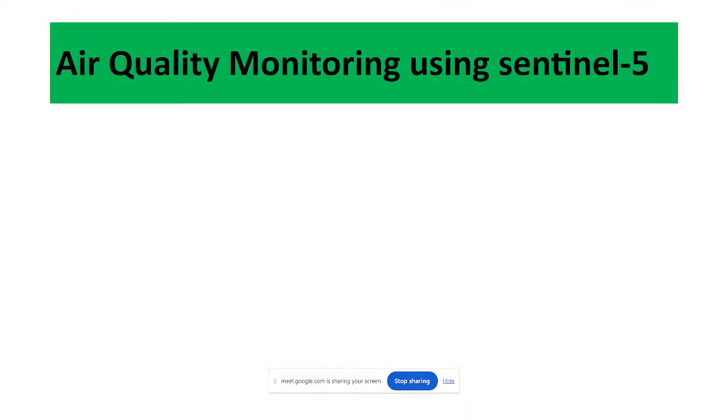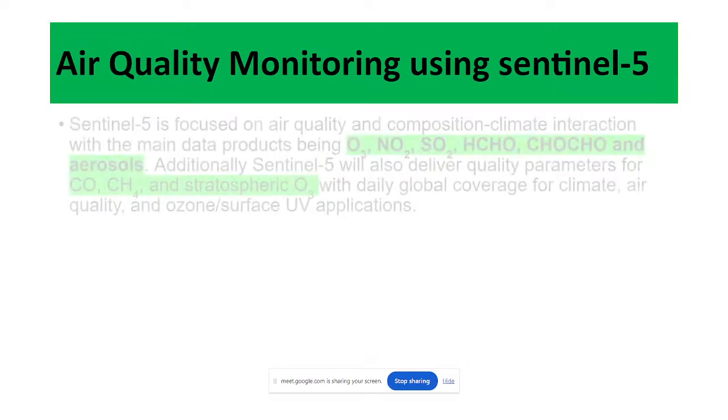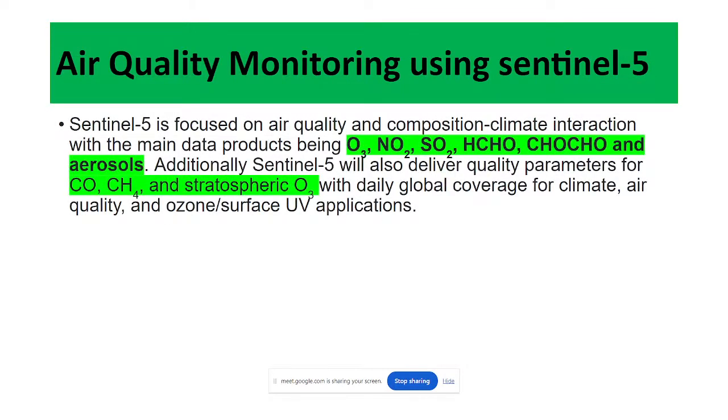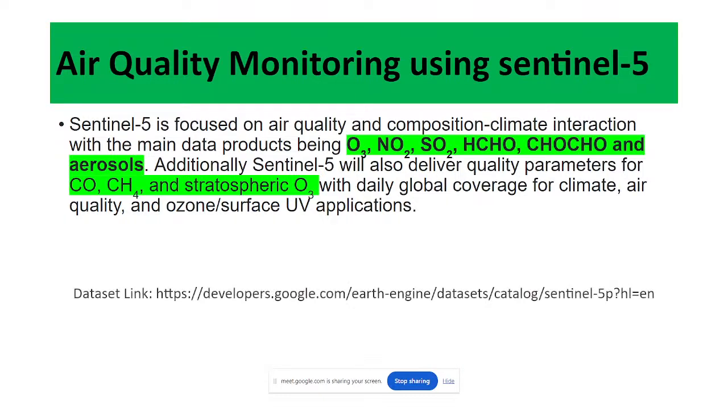So now we talk about air quality monitoring using Sentinel-5 satellite imagery, how we can easily monitor. Sentinel-5 satellite imagery mainly provides access to different types of air quality parameters such as ozone, nitrogen dioxide, sulfur dioxide, formaldehyde, aerosol, carbon monoxide, and methane. These gases we can easily access from the Sentinel-5 satellite imagery, and this is the dataset link. We can simply go to this link and get all of those datasets for Sentinel-5.